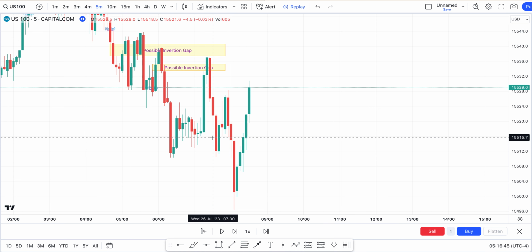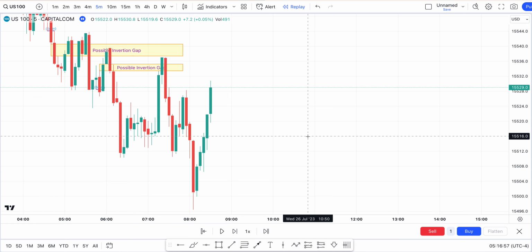Okay, let's see this one. That low comes in at 15,521.6. High comes in at 15,520.3. It's 1.3. It's too far.